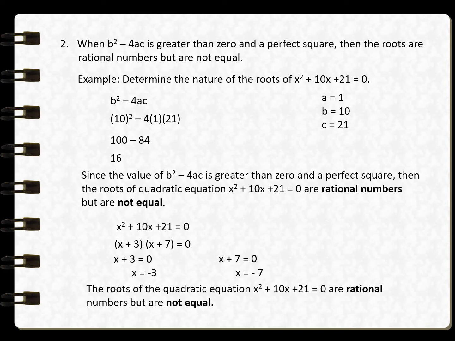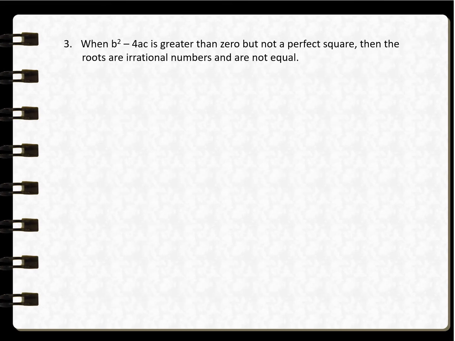The roots of quadratic equation x squared plus 10x plus 21 are rational numbers but are not equal. Yun ang ating tatandaan kapag ang ating sagot is greater than 0 and a perfect square. They are rational numbers but are not equal. When b squared minus 4ac is greater than 0 but not a perfect square, then the roots are irrational and are not equal.